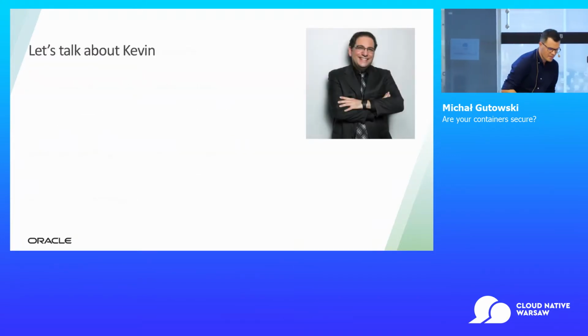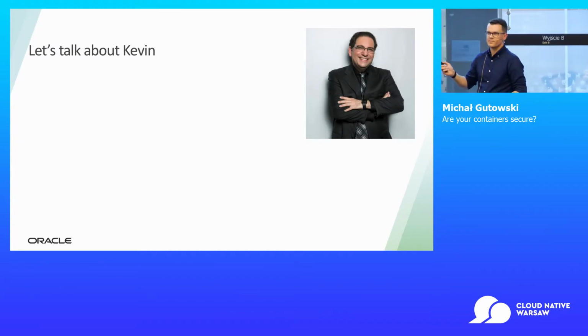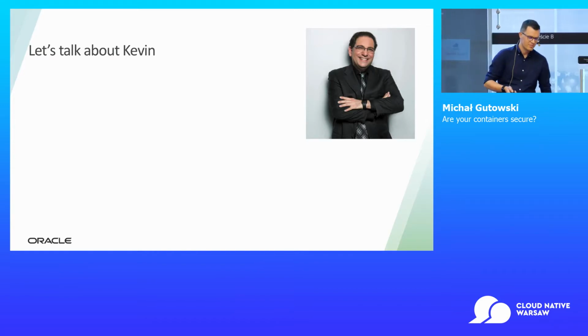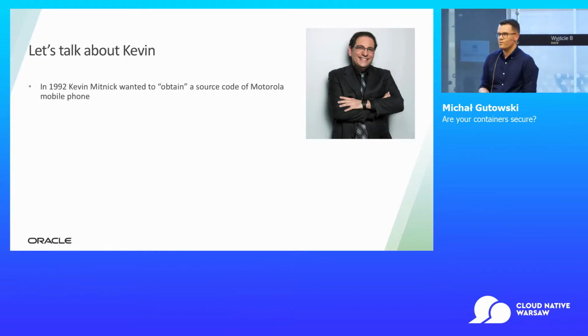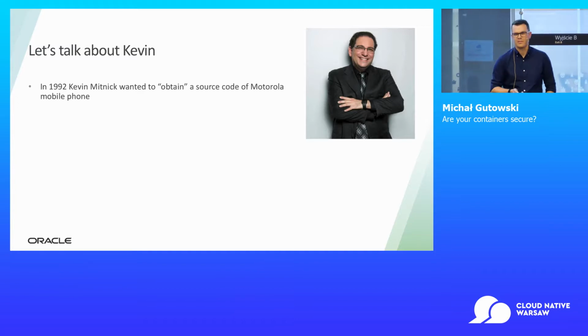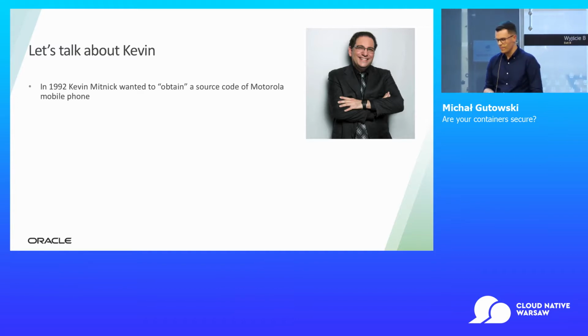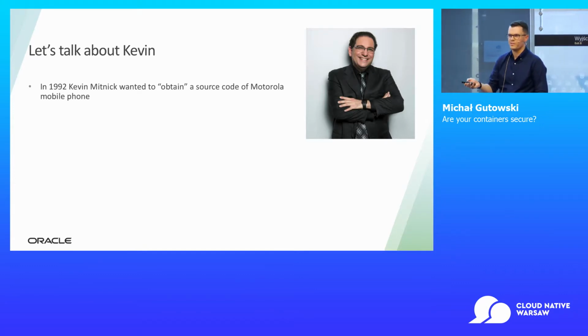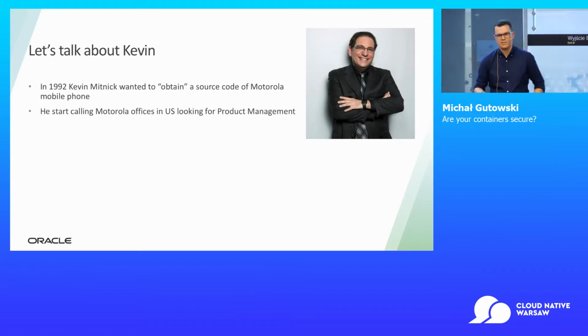Let me teach you something. Who knows this guy? Kevin Mitnick, yeah, the famous hacker. So let me tell you a story. In 1992, Kevin Mitnick wanted to obtain, not steal, obtain a source code of Motorola mobile phone. Yeah. So he wanted to change the source code in a way that telco companies wouldn't be able to track him. Yeah, because we all know that telco companies are tracking us. Yeah?